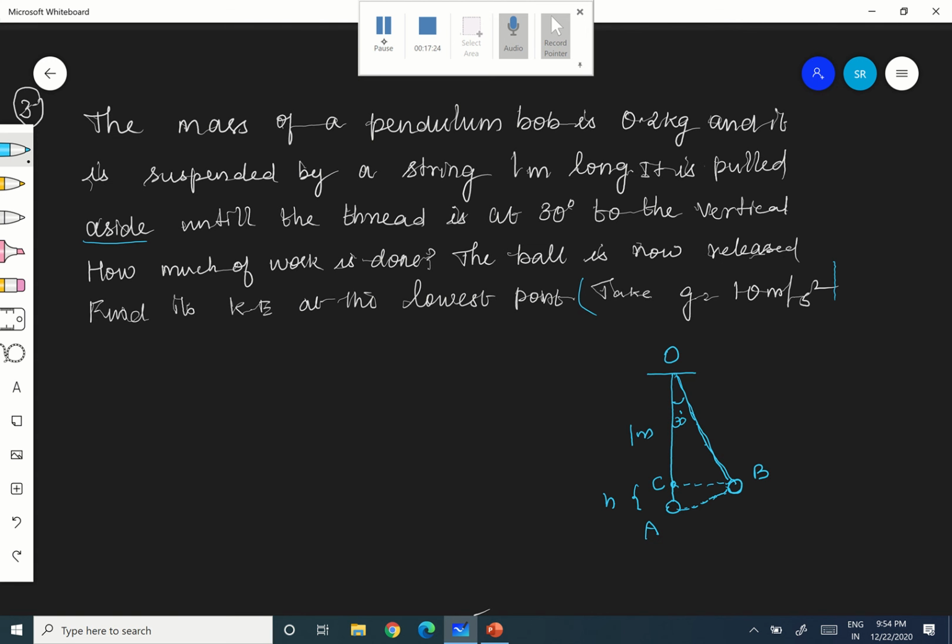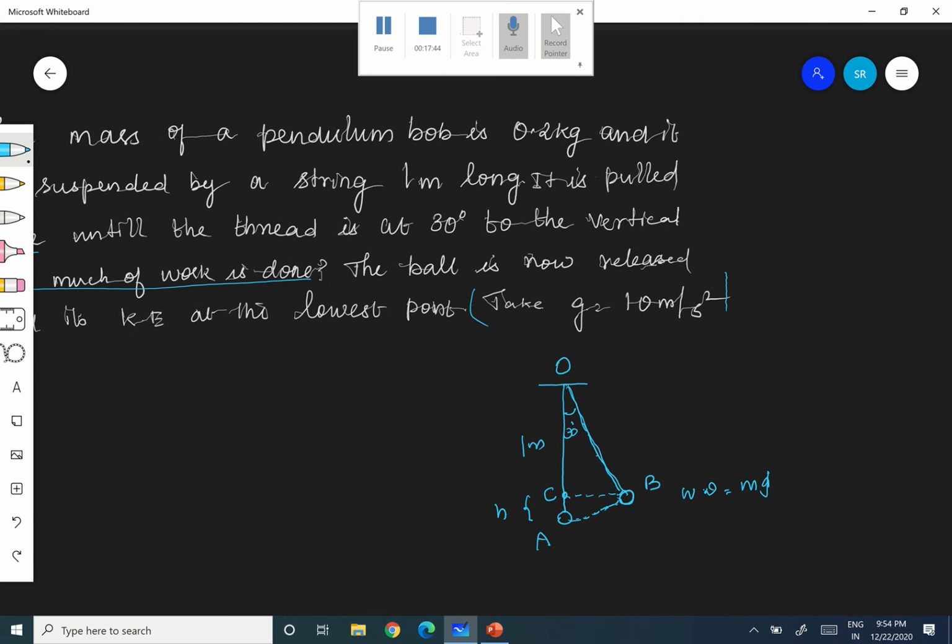If M is the mass, G is the acceleration due to gravity, and H is the height through which I have taken it, how much work has to be done? In order to move the bob from A to B through a certain height H, the work done has to be MGH. Are you following? Now we have to find out this MGH.